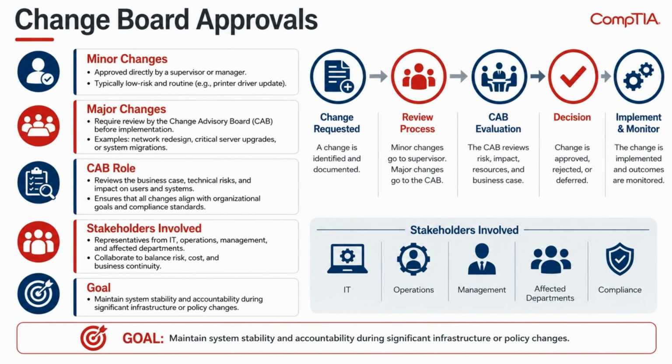Minor changes get approved directly by a supervisor or manager, typically low risk and routine, like a printer driver update. Major changes require review by the Change Advisory Board before implementation. Think network redesigns, critical server upgrades, or system migrations.